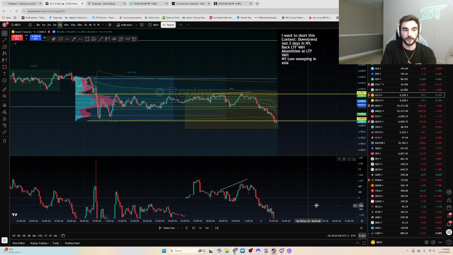This is another layer of context. It can be another layer of confirmation for you. Maybe you didn't take this first trade because there's no CVD divergence. Now you take this trade because there is a CVD divergence.